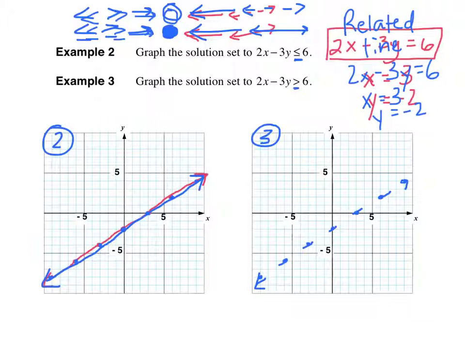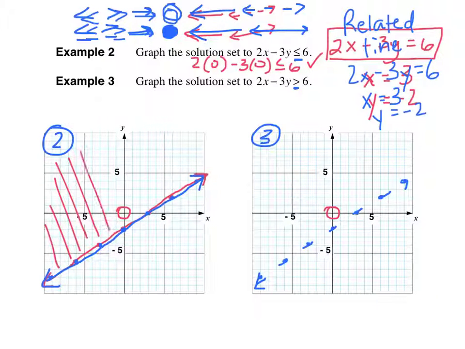The shading portion of it, the easiest way to do that is to pick an ordered pair that is obvious. And the 0, 0 is the one I circled there. That's the origin. All you're going to do is plug that ordered pair in. If you get a true inequality at the end, then that's part of your solution set. Is 2 times 0 minus 3 times 0 less than or equal to 6? Yes. So that 0, 0 is part of my solution set.